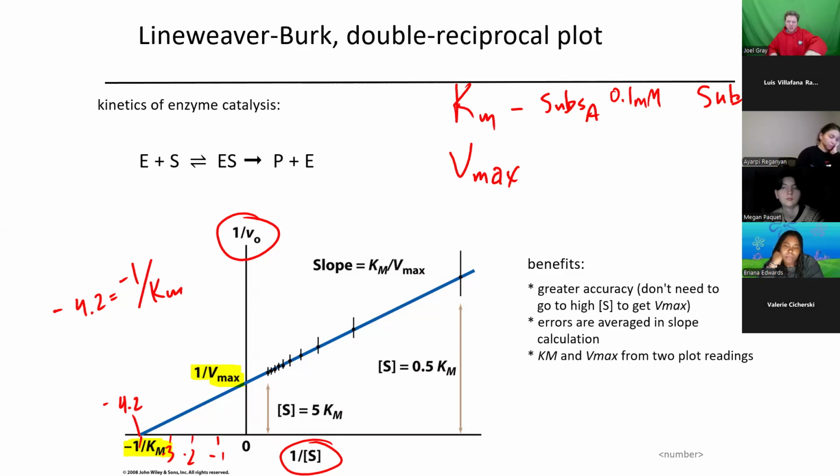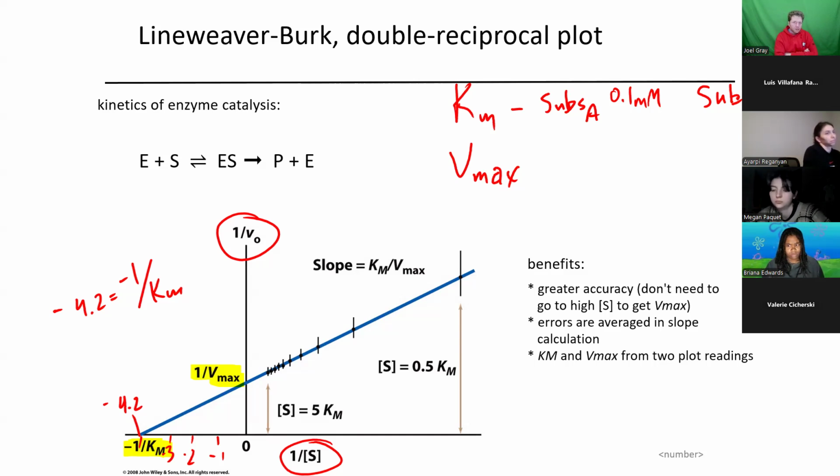Would everyone add to the chat, yes or no, thumbs up, whatever, if you agree with the statement that you need more of substrate A to get your reaction to half of maximum velocity than substrate B. Okay.